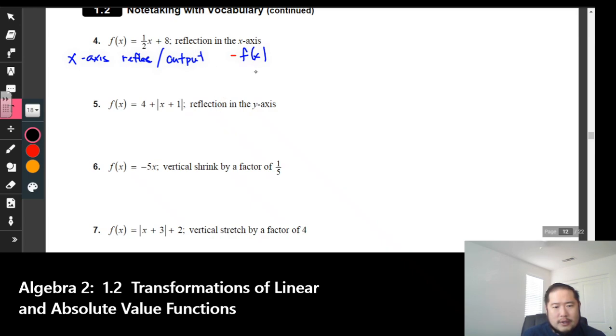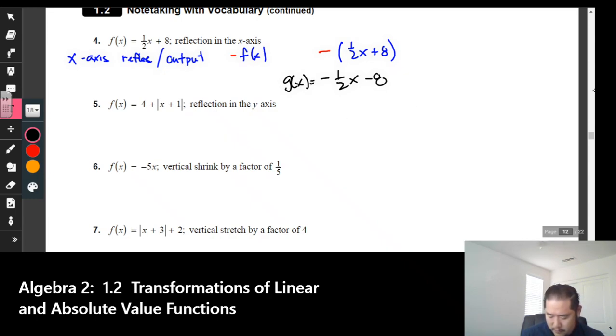So what I'm going to do is let's go ahead and we'll put negative right there, and then f of x is actually your 1/2 x plus 8. And that is the actual function. So after that, it'll be negative 1/2 x minus 8 right there, and that is g of x.